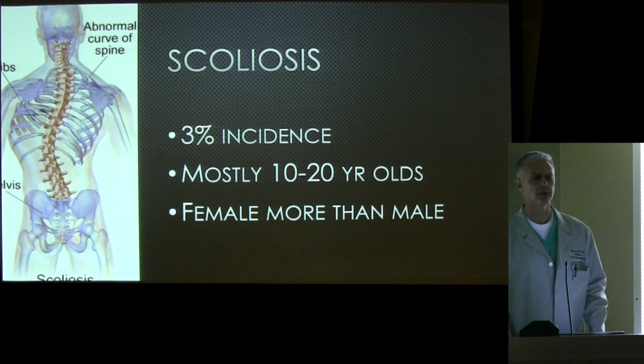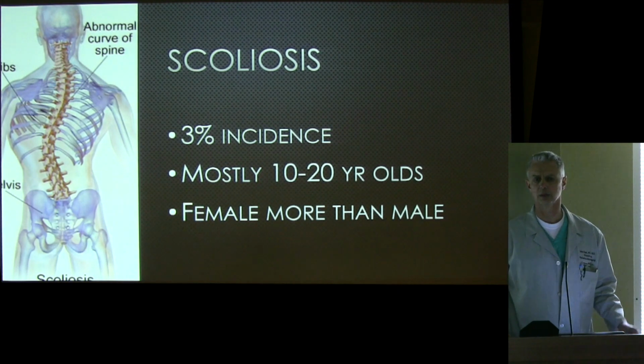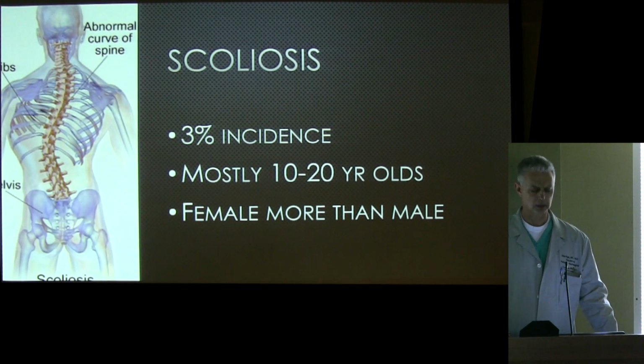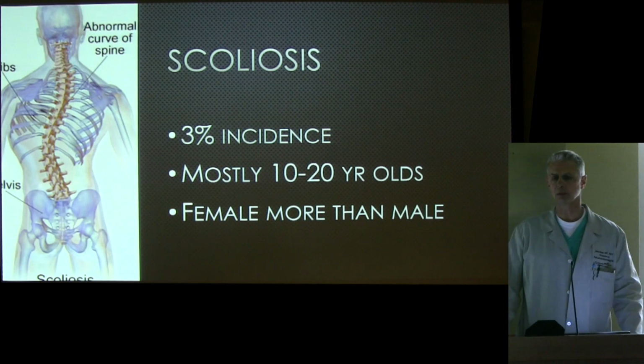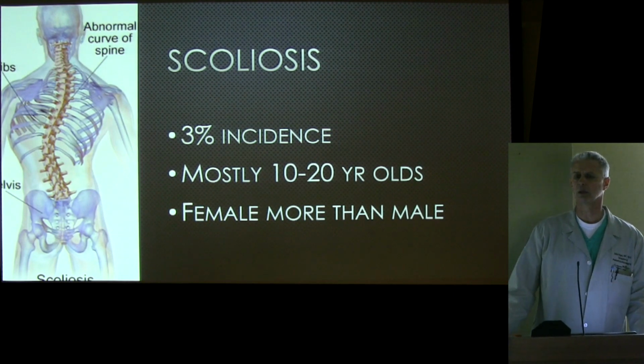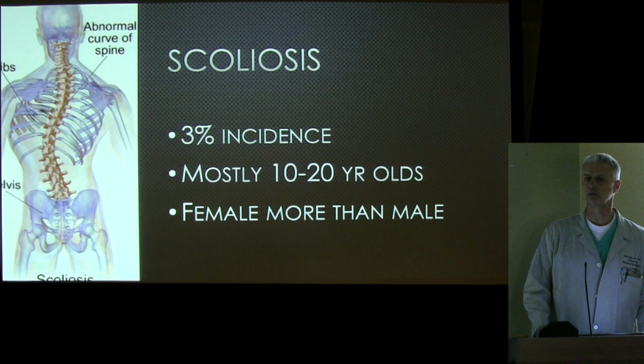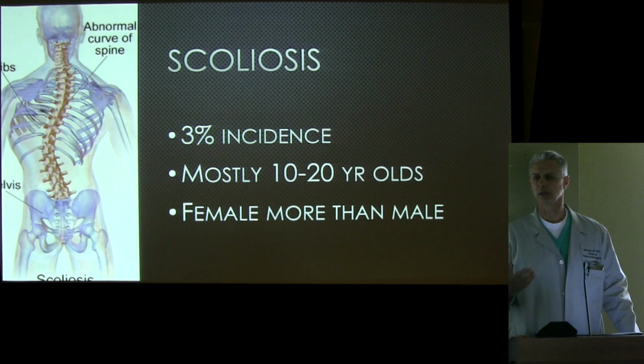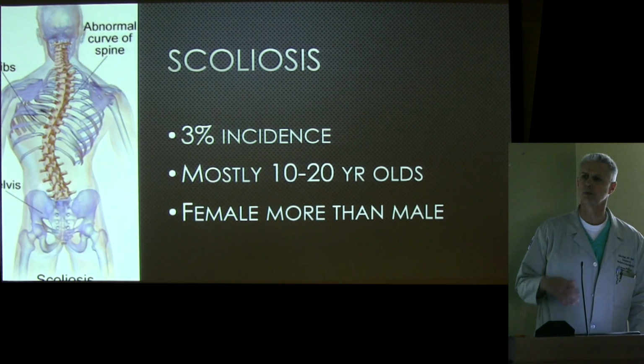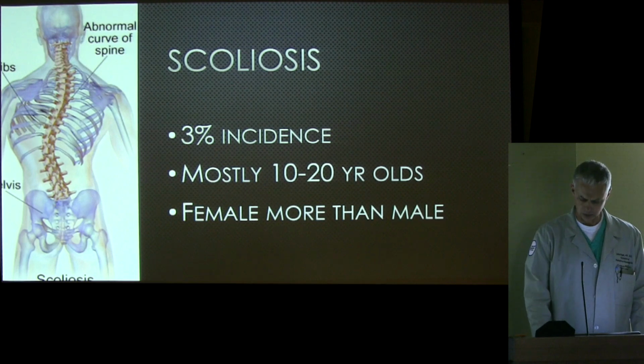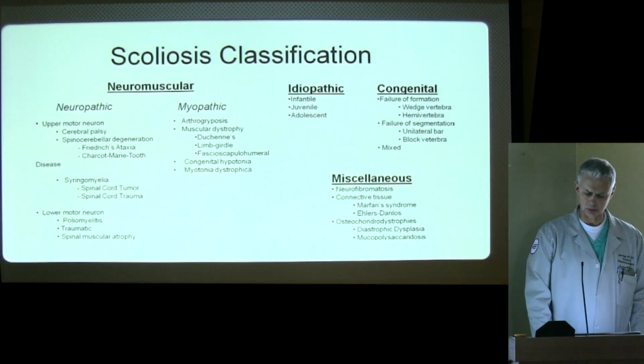Scoliosis occurs in the general population. About 3% of the population will have scoliosis. It's usually female and usually 10 to 20-year-olds. And it's so common that you don't get MRIs on the typical female adolescent patient with scoliosis.